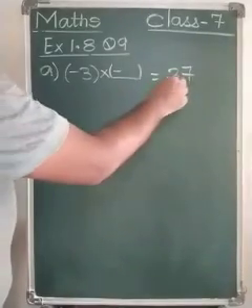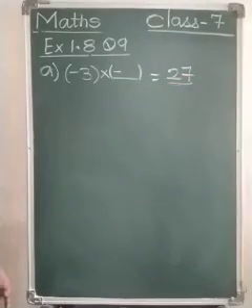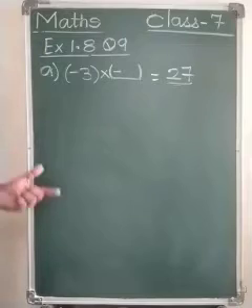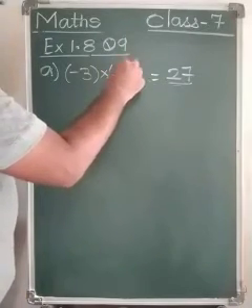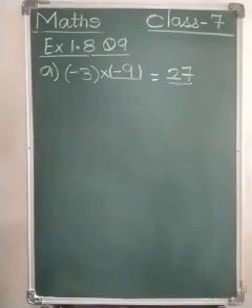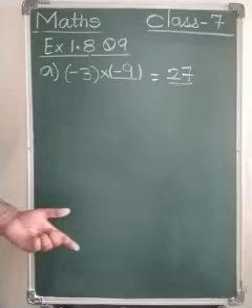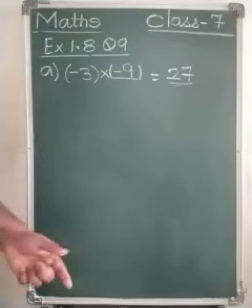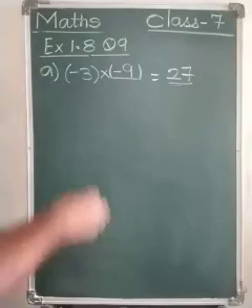Now just find out in 3's table where the 27 comes. So it is clear, 3 9s are 27. So the answer would be minus 9. Okay, so this is the A sum. Very simple. B sum, C sum, quite easy. Okay, we'll solve the C sum.